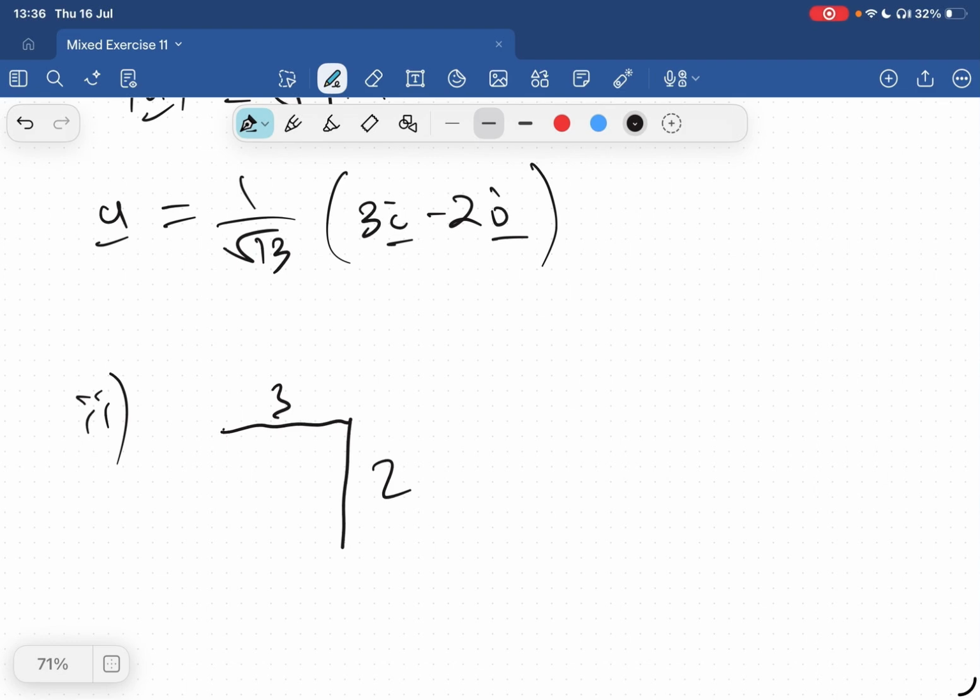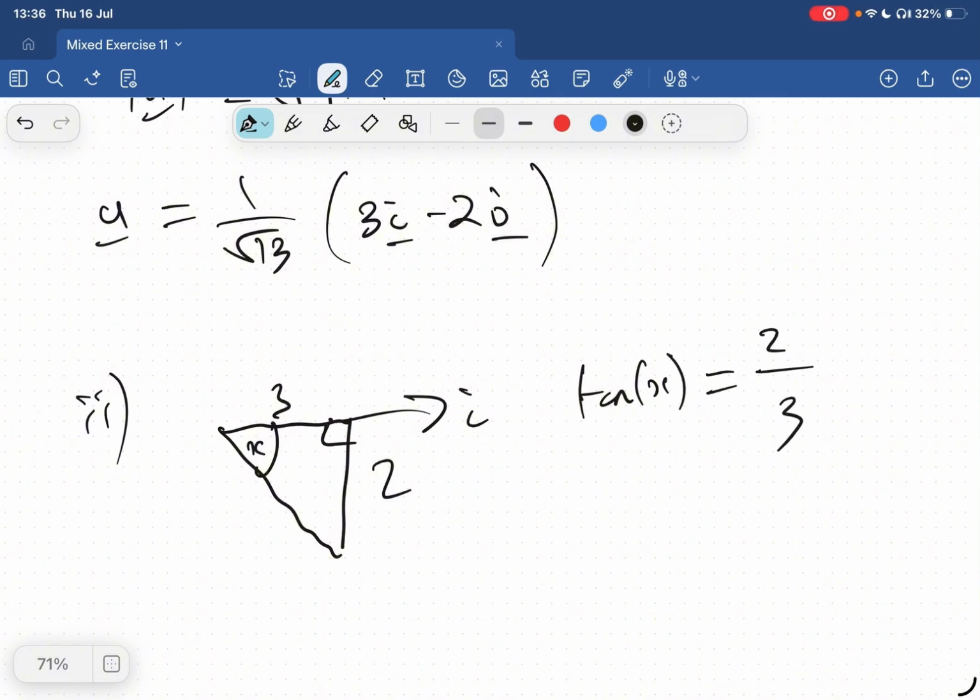Now the angle this makes: we're going 3 in the positive direction, 2 in the negative. We want to find this angle because this direction is I. We want to find x. Tan x is opposite over adjacent. So x is tan inverse of 2/3, which is 33.7 degrees, and we've got to specify below. And that's your answer for question 9.